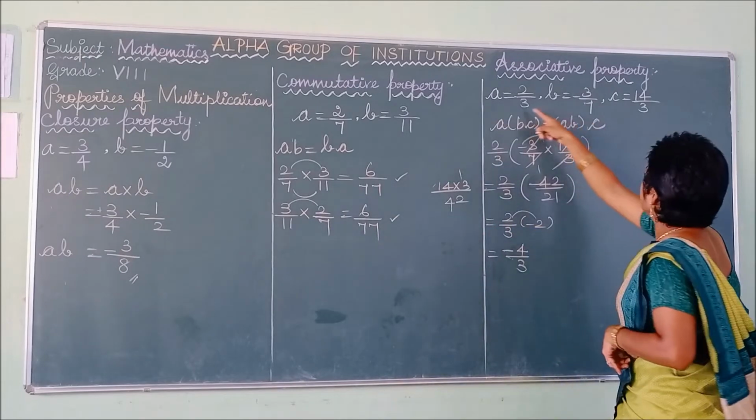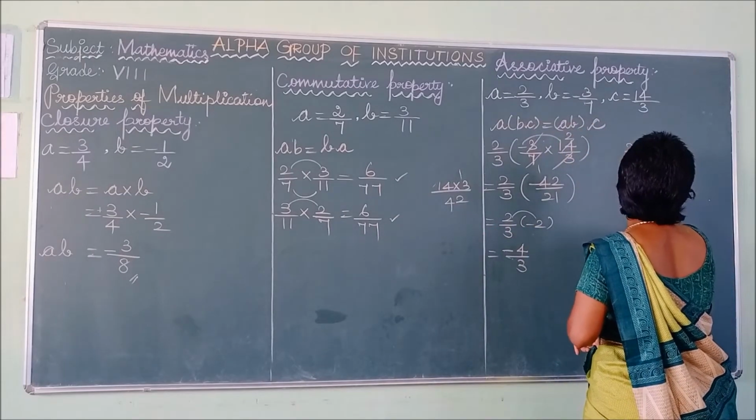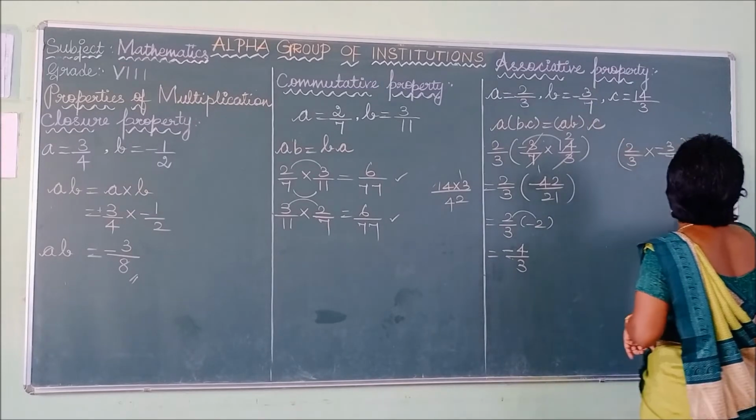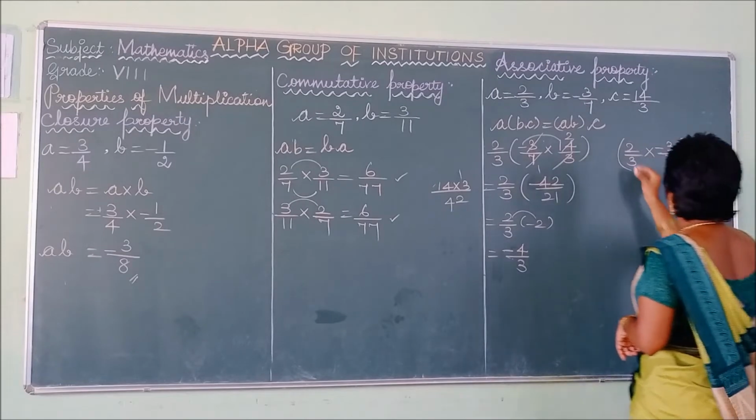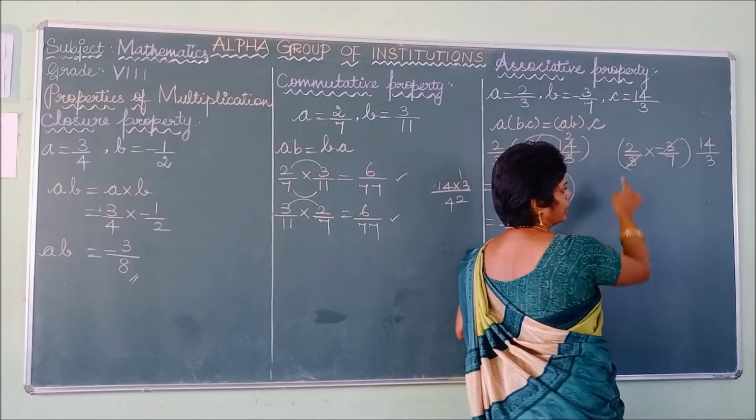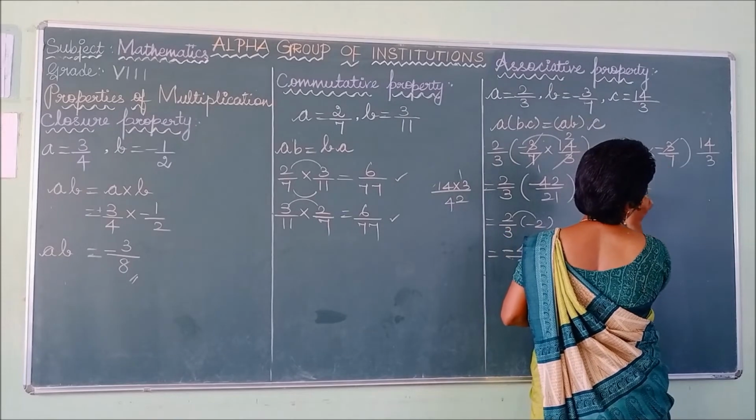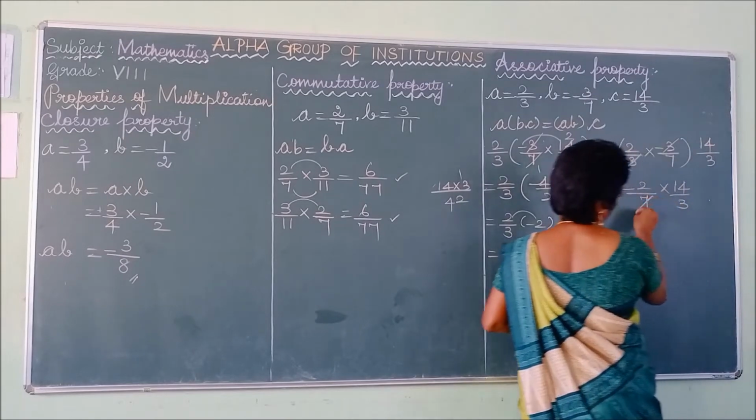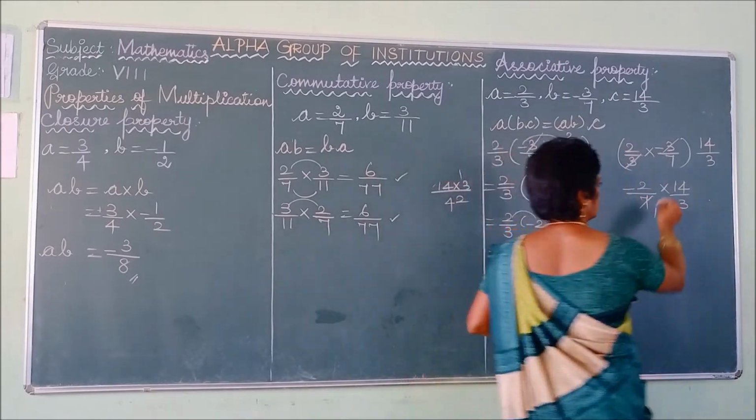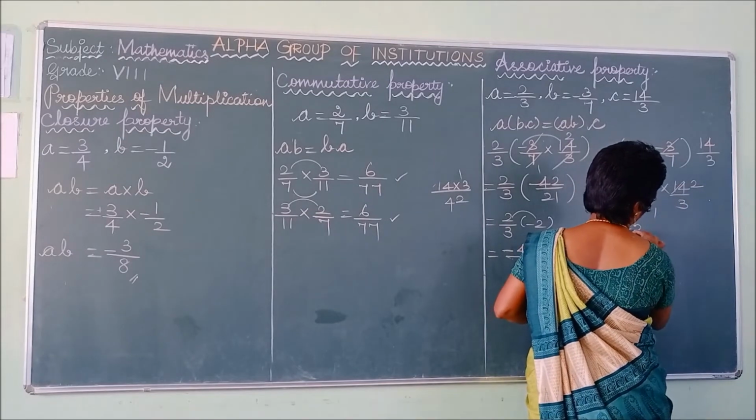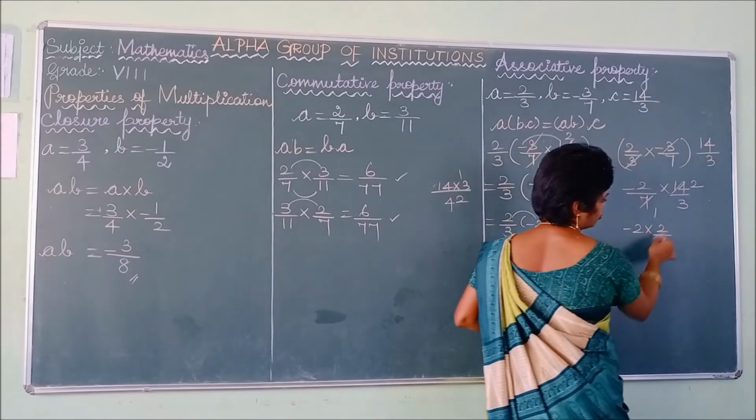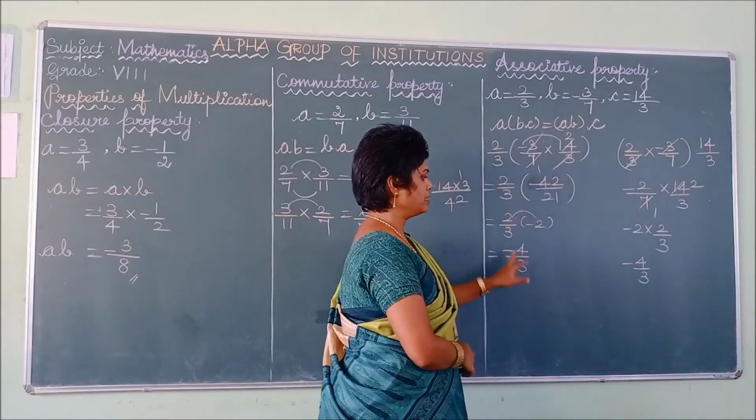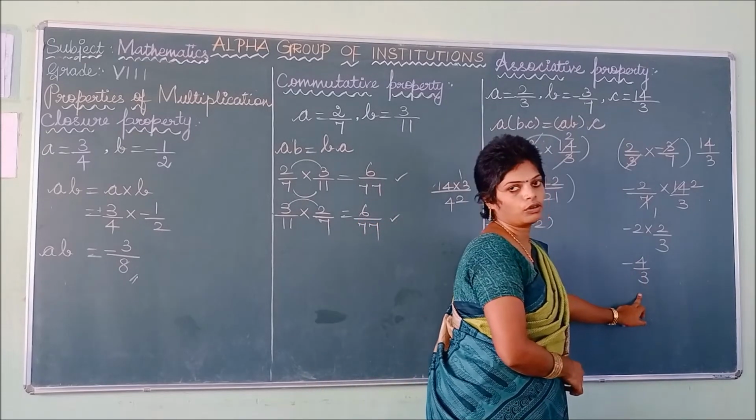So what is the AB value? A is 2 by 3, B is minus 3 by 7 and then C is 14 by 3. So let us cancel 3 and 3. What are the remaining terms? Plus into minus is minus 2 divided by 7 into 14 by 3. So 7 comes as 1 time, 14 comes as 2 times. So minus 2 into 2 by 3. Minus 2 into 2, minus 4 divided by 3. So both the values are same. Left hand side also minus 4 by 3, right hand side also minus 4 by 3.